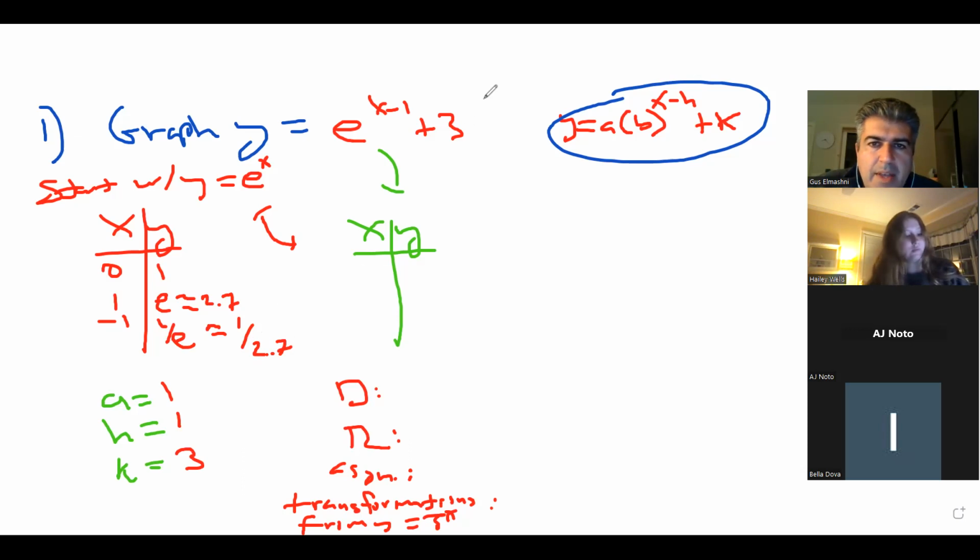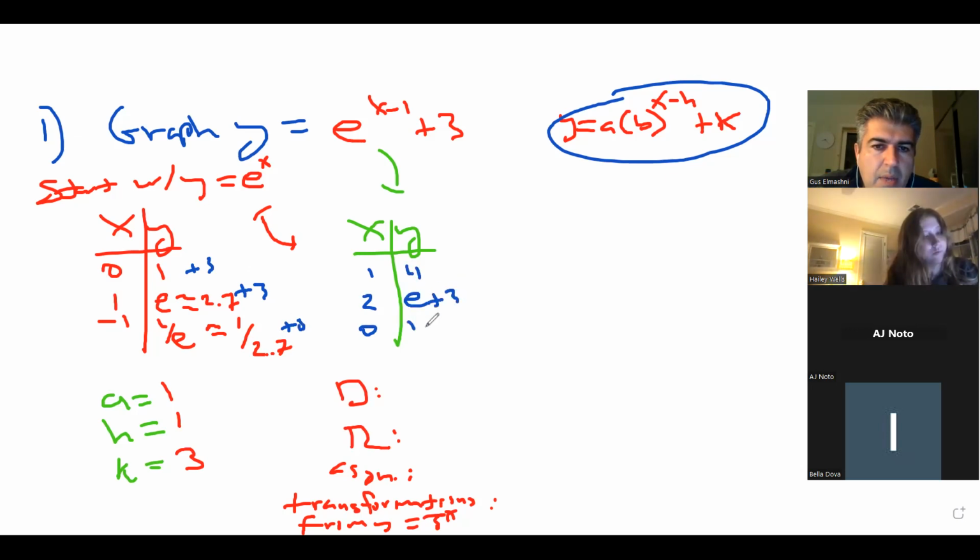Then we make adjustments. Of course, we shift 1 right, so it's 1, 2, and 0. Again, if you plug 1 into x, it makes the exponent 0, and then plug in 1 higher, 1 lower, if you want to do it that way. Of course, you're adding 3 to each of these. So it's 4, E plus 3, and 1 over E plus 3. E plus 3, I know, is about 5.7. And this is going to be like 3 point something. I don't know exactly, but we'll graph.